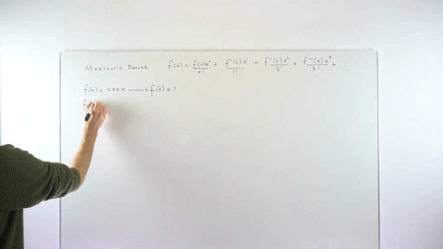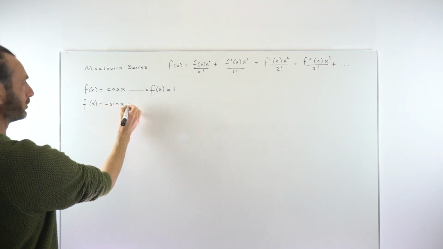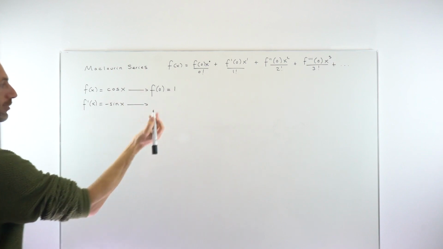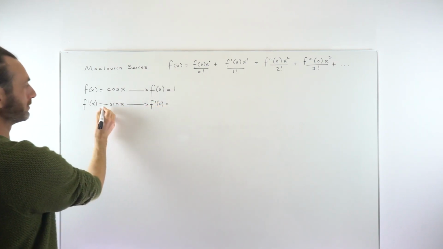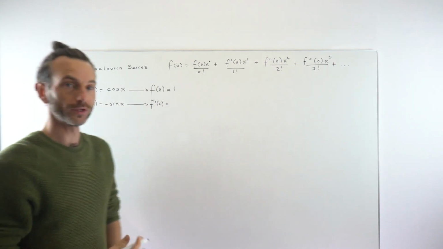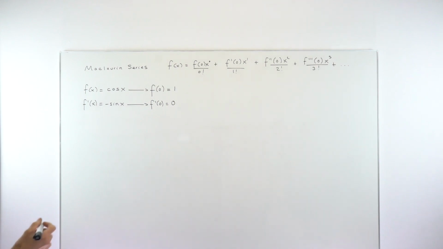So f prime of x, the first derivative of cosine, is negative sine. Got to be careful with the plus and the minus, that's the main place where you could trip up. So that tells us that f prime evaluated at 0 is going to be minus the sine of 0. The sine of 0 is 0, so that's just minus 0, otherwise known as 0.